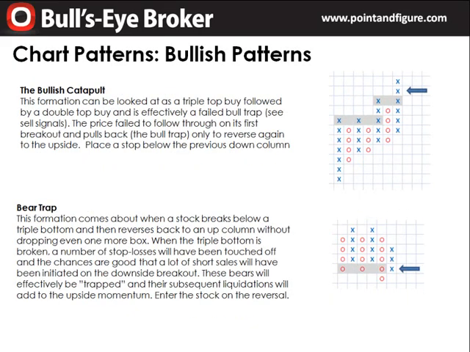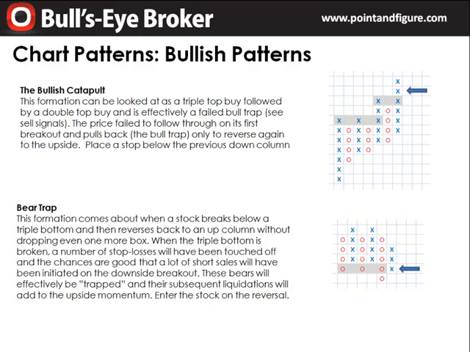Continuing with bullish patterns, we have the bullish catapult. This formation can be looked at as a triple top buy followed by a double top buy, and is effectively a failed bull trap, which we'll talk about in the sell signals. The price failed to follow through on its first breakout and pulls back, the bull trap, only to reverse again to the upside.